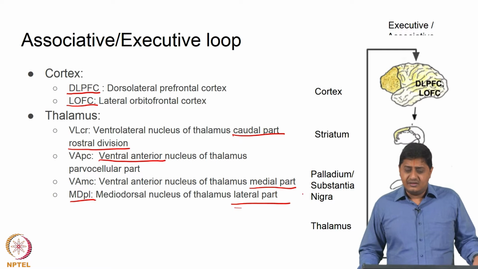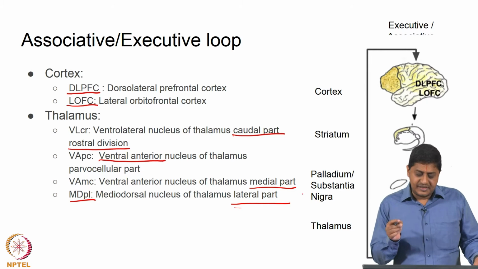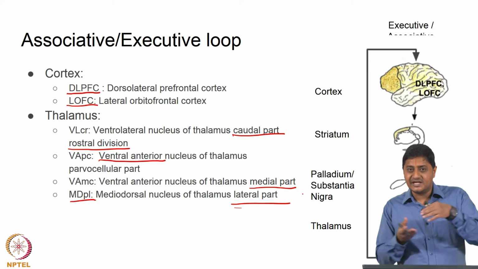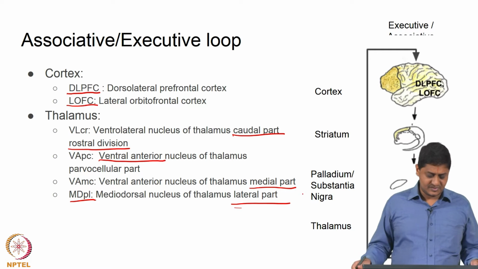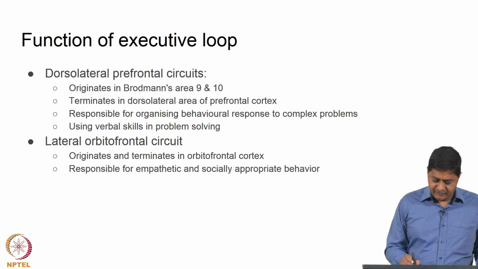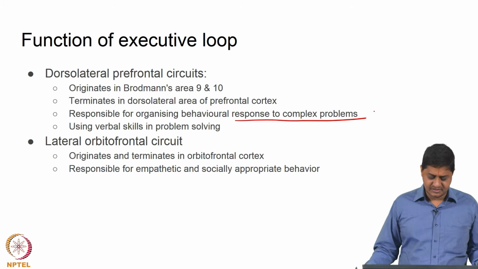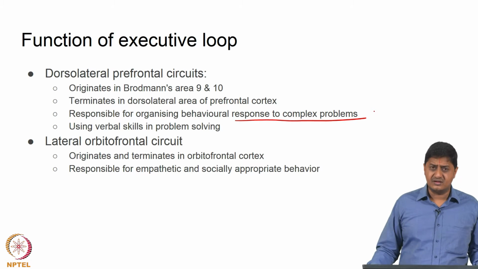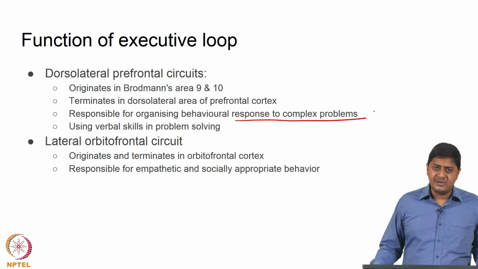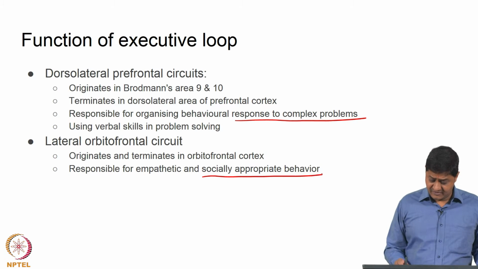So, in other words, again it is not necessary for you to remember every little detail, but it is necessary for you to remember that these areas are different from the motor areas. So, this segregation is maintained throughout the basal ganglia loops, alright. And what are the functions? Well, essentially this is responsible for organizing or coordinating response to relatively complex problems, such as using verbal skills or in solving of problems, right. The other one, the lateral orbitofrontal circuit, is believed to be responsible for what is considered socially appropriate behavior.